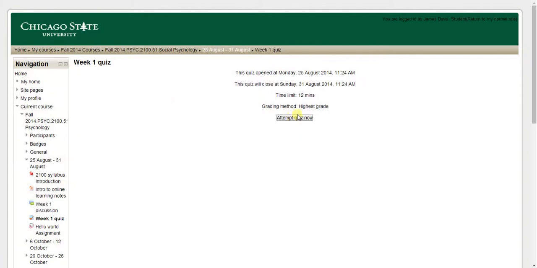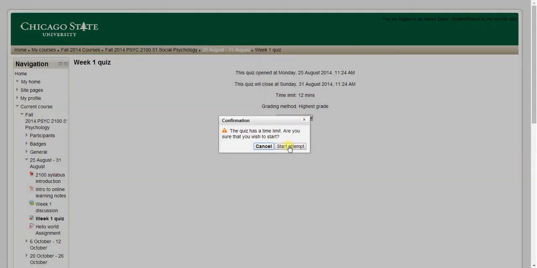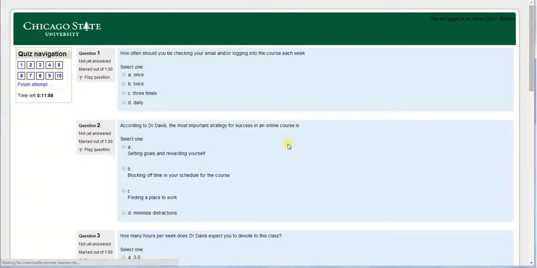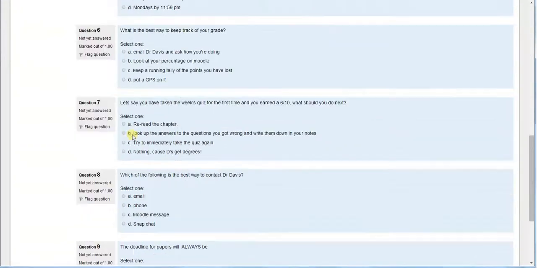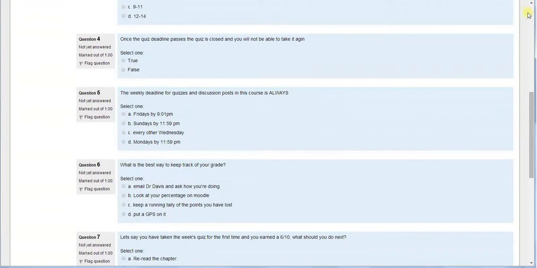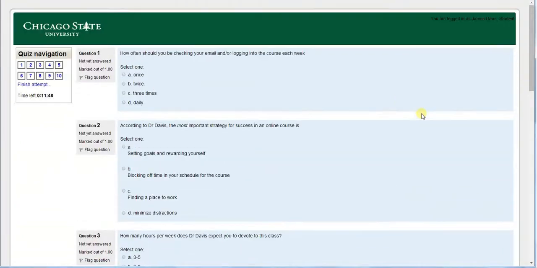Once you're ready to take the quiz, you can click Attempt Quiz Now. It'll say Start Attempt. And you'll see a bunch of questions. These questions will be randomly pulled from a test bank. The quiz questions for this week are questions about the syllabus, questions about the tutorials, just to make sure that you guys are all on the same page.